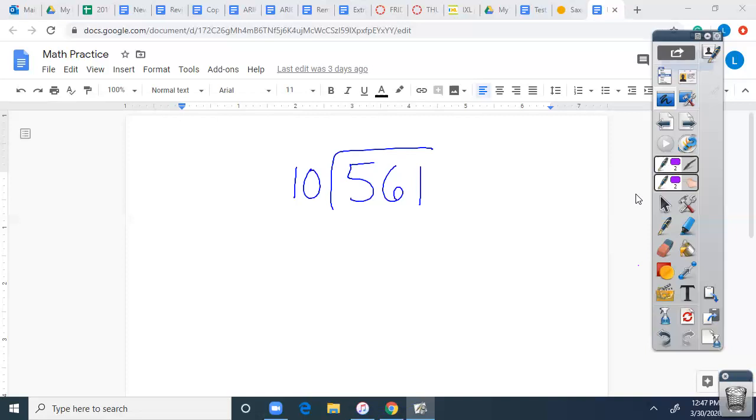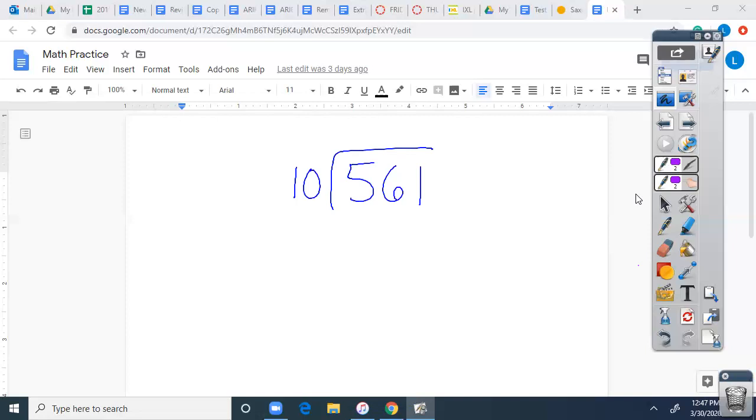Okay, let's say I have 561 tacos and there are 10 of you, and I'm going to divide them out evenly between all 10 of you. You're going to get less than 561, right? I don't have more than that. And if I'm dividing it between 10 people, you're going to get a lot smaller of a number than 561.